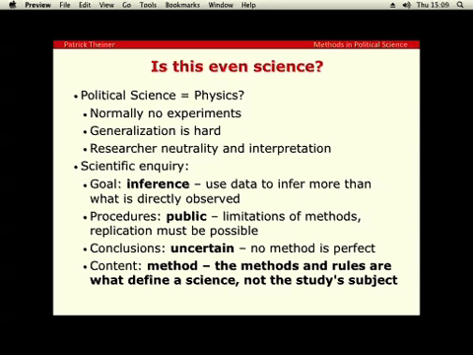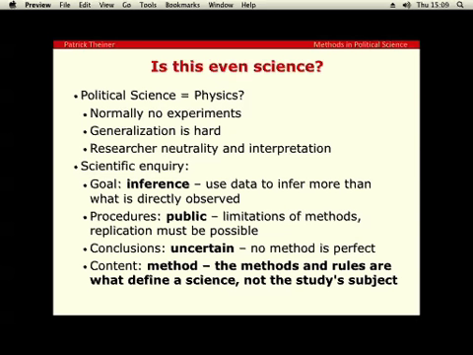Either your background might subtly influence how you ask questions, or what you think is a convincing answer to those questions, and so on. So there's a couple of reasons why you could be skeptical about political science being an actual science. But if we do it properly, we do certain things that other sciences do too.